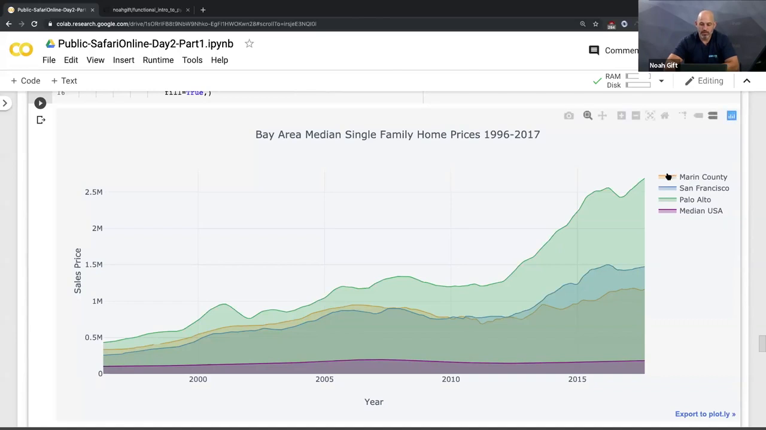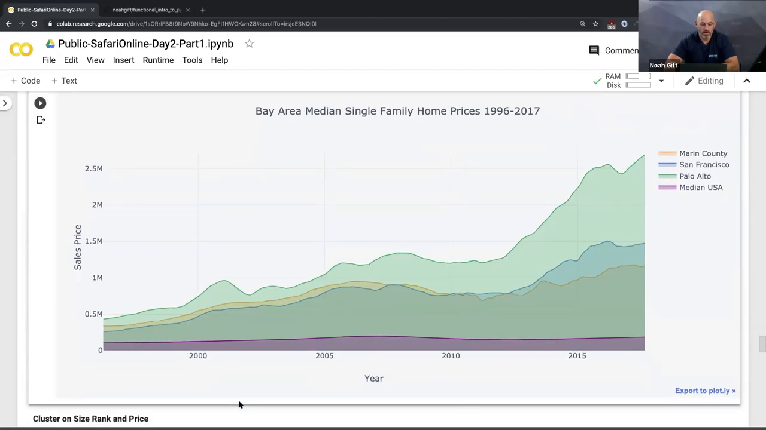And so we can see here we've got Marin County, San Francisco, Palo Alto, and the median in the United States. So now I can look at the sales price here, and I can look at the year. And again, this is the last 30 years. So let's take a look here. If I hover over this, I can see the prices in real time. So this is a really powerful technique to explore the data.